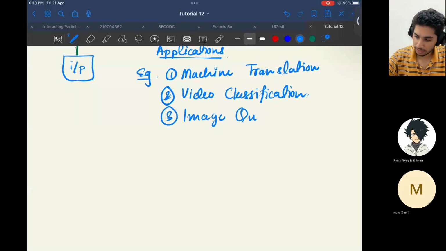Image Q&A. In image Q&A, you have two inputs. One is an image and another is a question. So it's a kind of multimodal input. By multimodal, I mean that the input is not restricted to either image or text. It is both image and text.